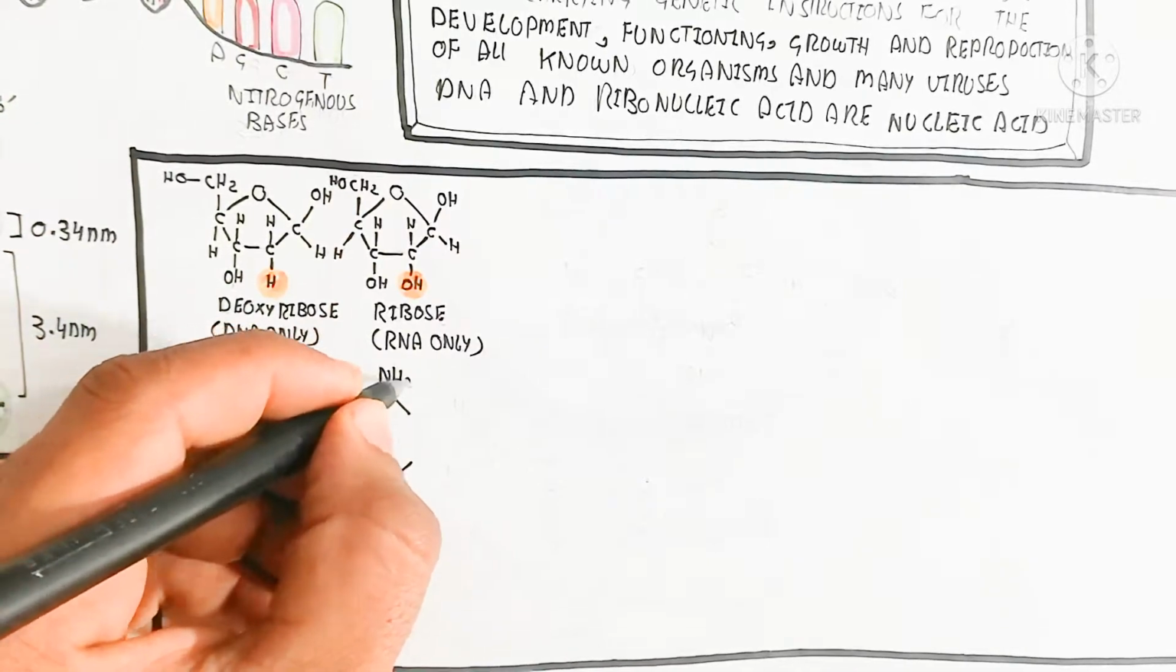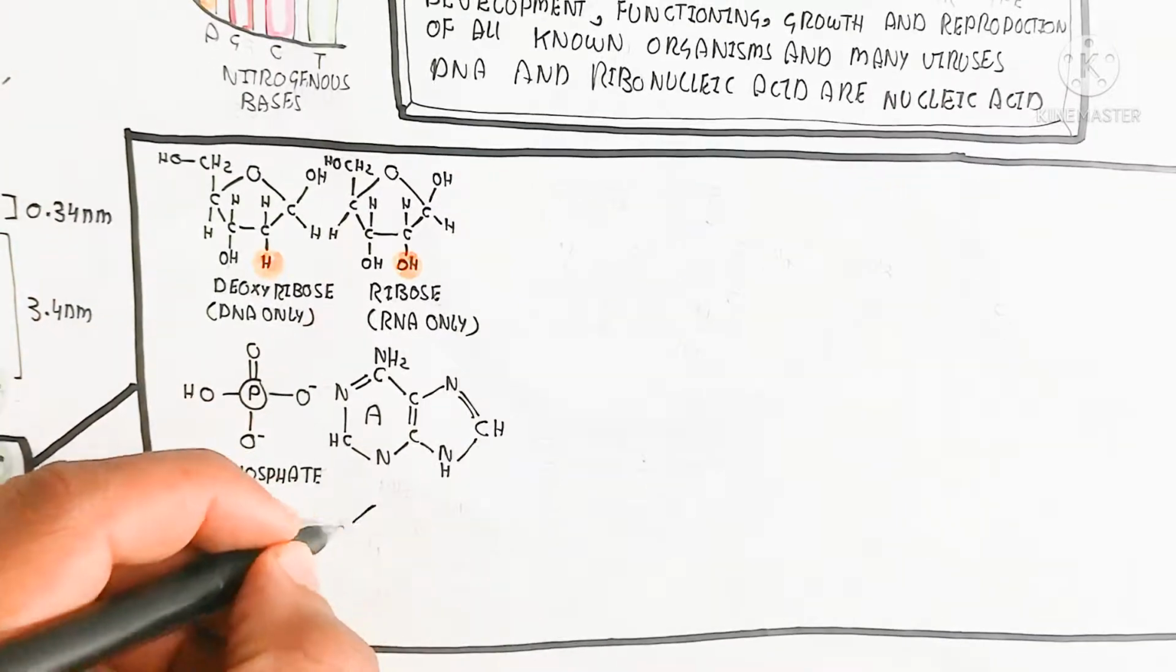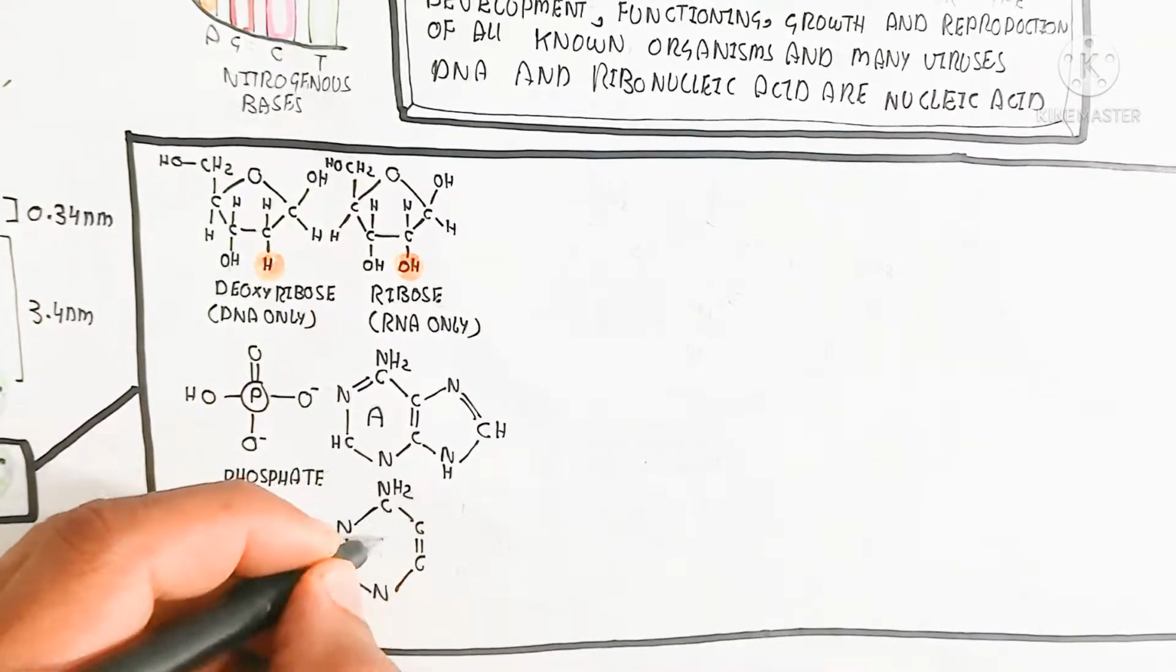And on the other hand, the purines are the double-ring nitrogenous bases, adenine and guanine. You can see this in this diagram.